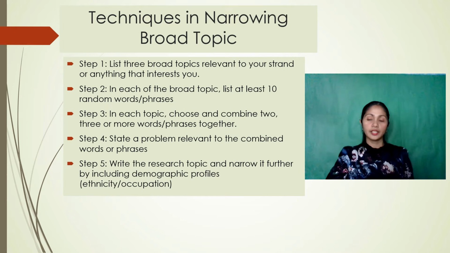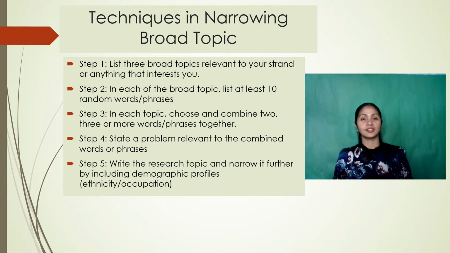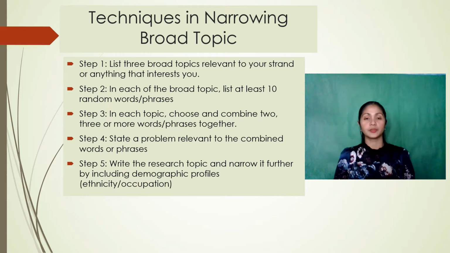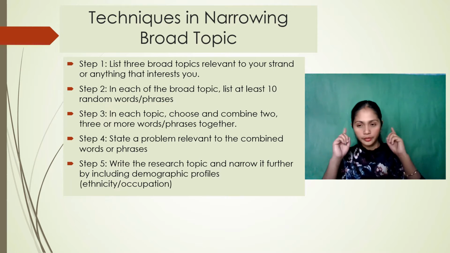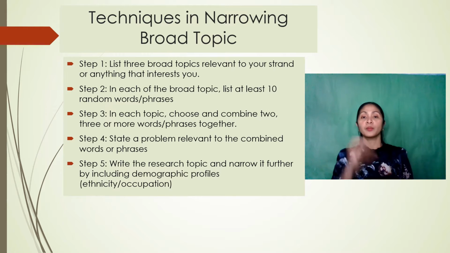Now, after coming up with your working title, you can still narrow the title, or you can narrow your research problem. How? Here are some techniques. Step 1. List 3 broad topics relevant to your strand or anything that interests you. You can do that, listing 3 topics. And the next, in each of the broad topics, list at least 10 random words or phrases. Any word that you think is relevant to the broad topics that you have listed, you can just write it down.